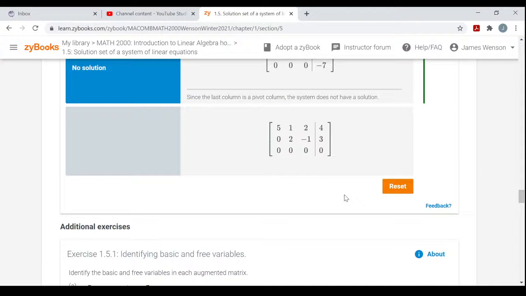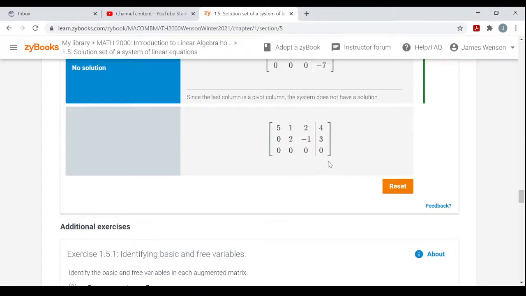And also, could you look at a system in echelon form or reduced echelon form and just tell me if it has no solution, one solution, or infinitely many solutions? You should be able to eventually do that pretty quickly. All right. So let me know if you have any questions, of course.